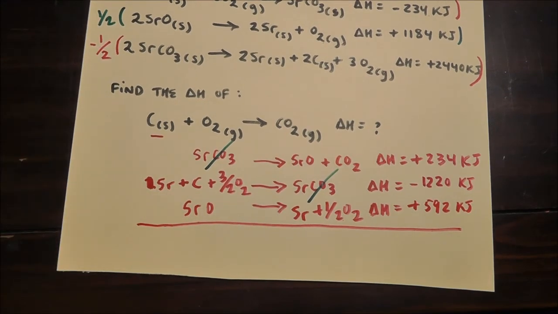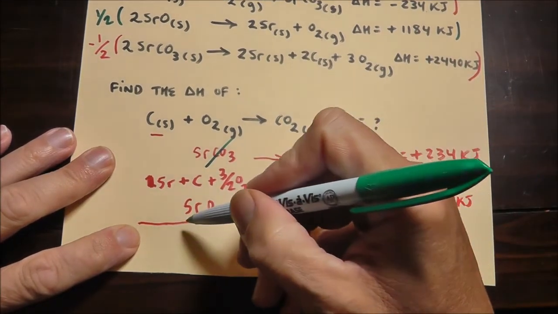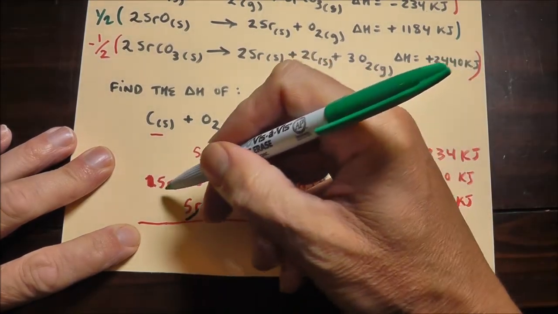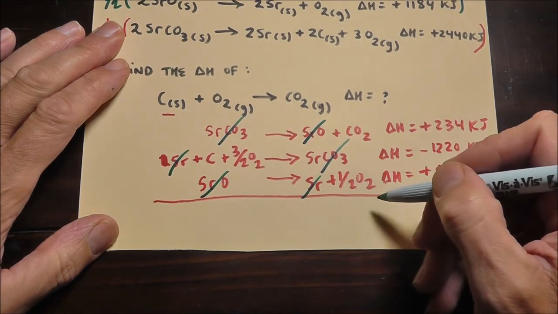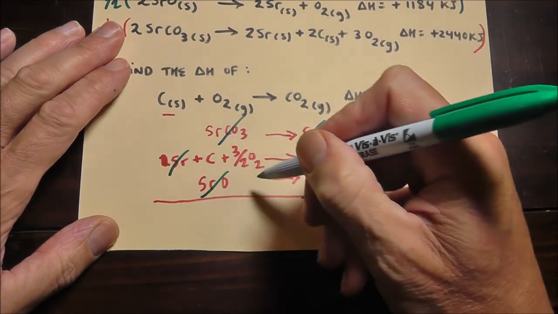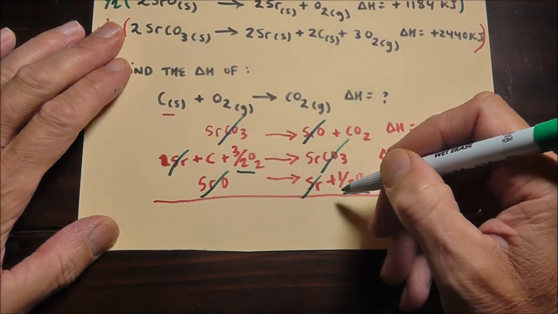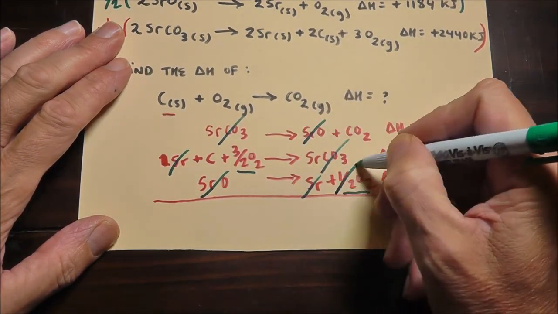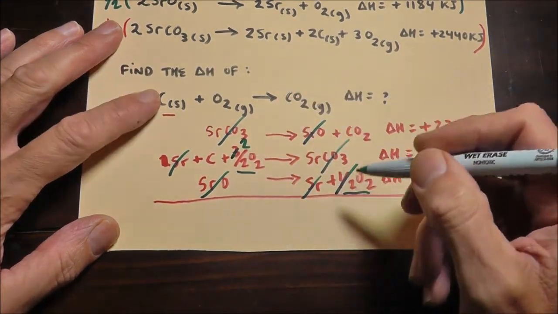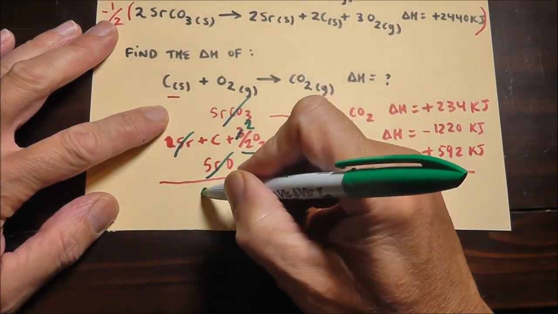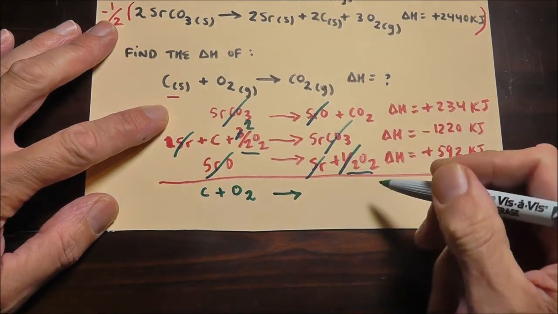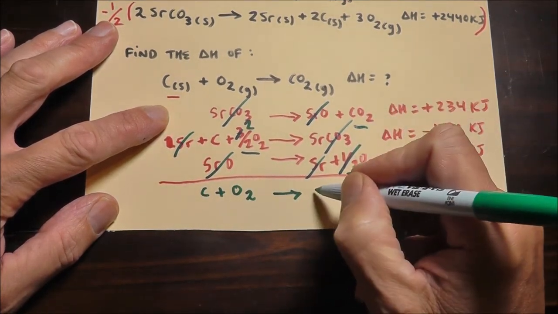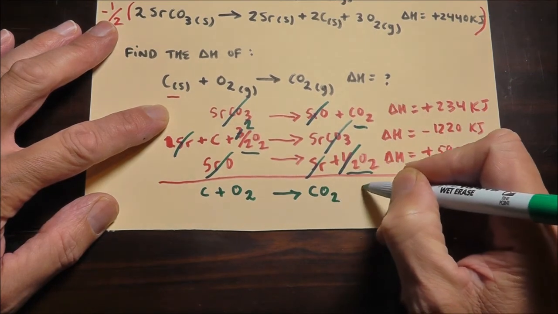So now let's keep track of what cancels. Strontium oxide cancels, groovy. Strontium metal cancels, great. Now let's check out my oxygen problem. 1/2 O2, 3/2 O2. So what'll happen is 1/2 of the O2s will cancel, and it'll become 2/2 O2, which is the same as writing a single O2. So that was a tricky one with fractions and everything. What survives this whole thing is my carbon plus my oxygen.